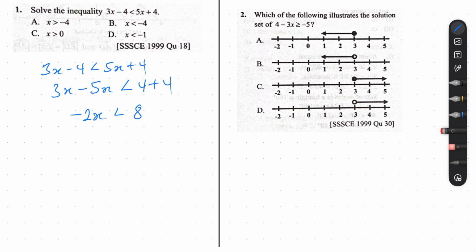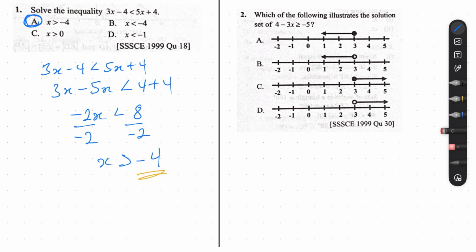Let's do that. So we have over negative 2, over negative 2. So we have to flip this, right? So now we have x greater than, this will go here, negative 4. So we have x greater than negative 4. This is our answer. Do we have it here? Yes, we have it right here. So our answer is what? A. Our answer is A.